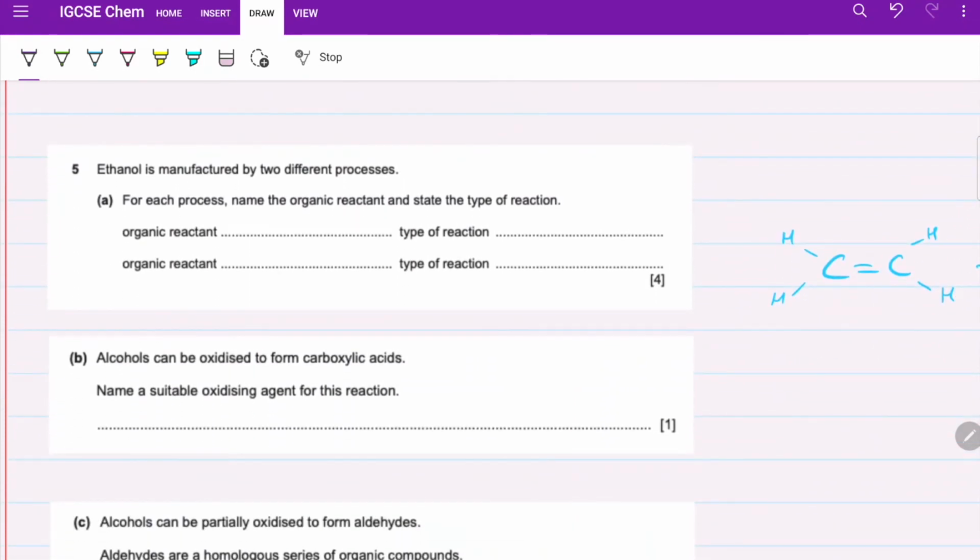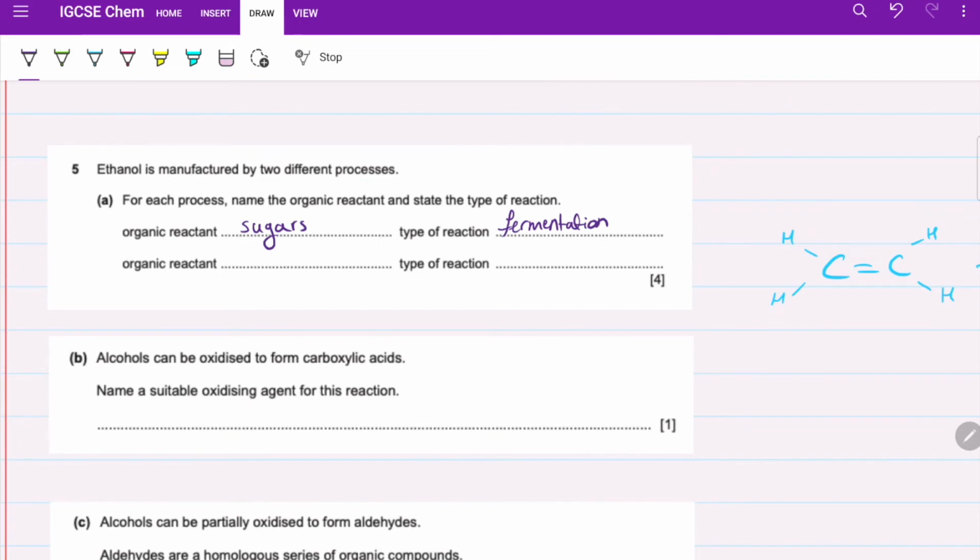So ethanol is manufactured by 2 different processes. So for each process, name the organic reactant and state the type of reactions. So one of the organic reactants is sugars. Sugars will help us manufacture ethanol, and the type of reaction is fermentation. There are also some videos online that you guys can watch if you're interested in seeing all the details.